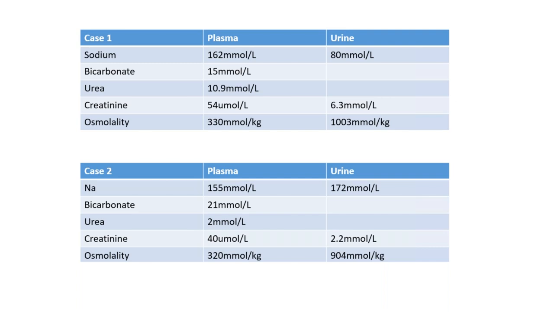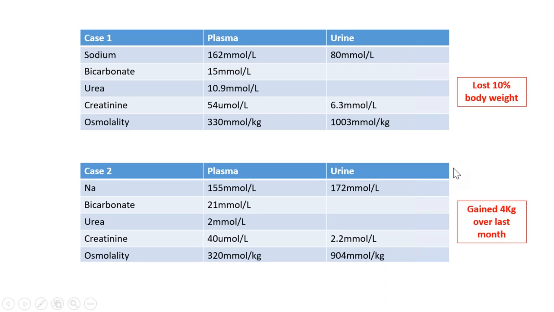Before we go into urine, I'm going to suggest one more piece of vital clinical information, which is the weight of the child. Has there been any change in their weight? These children are both under medical services for their complex medical backgrounds, so they'll have regular weight checks. In case one, you can see that they had lost 10% of their body weight, and in case two, they gained 4 kilograms over the last month. So does that make it more obvious, with that simple piece of information, which one was salt poisoned and which one is dehydrated?